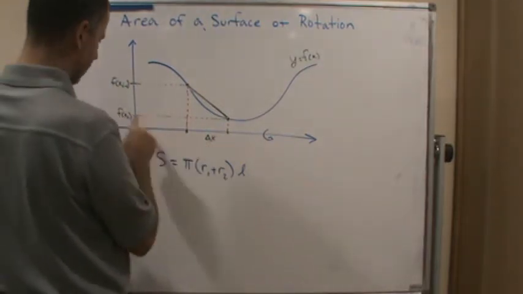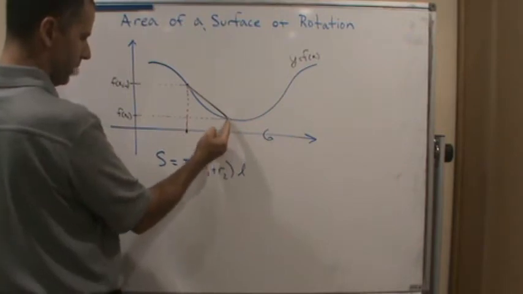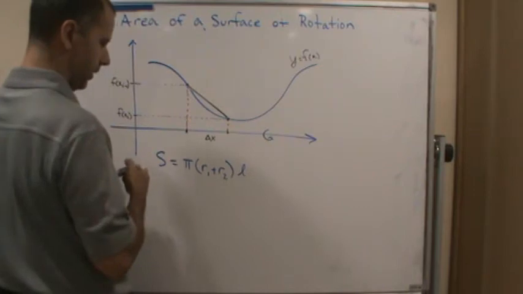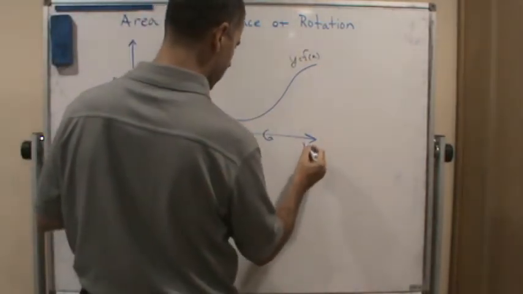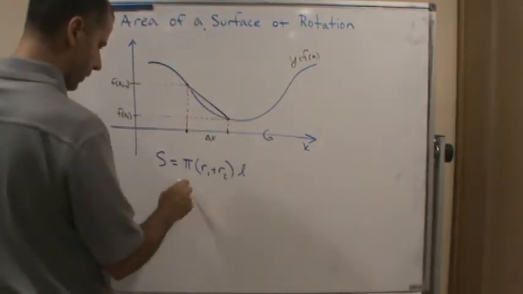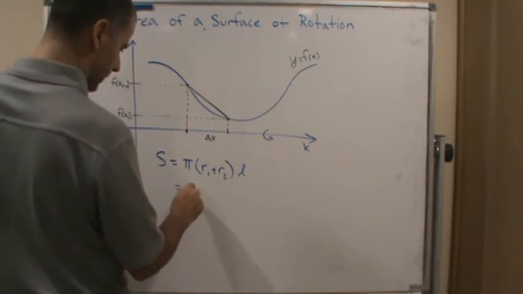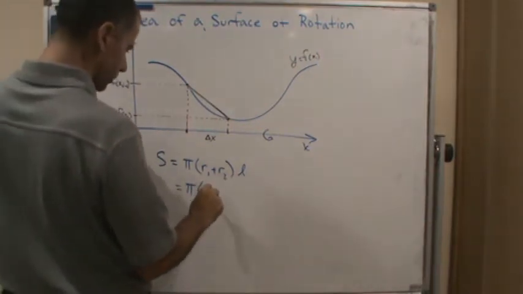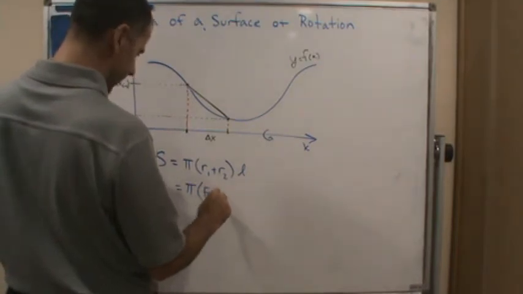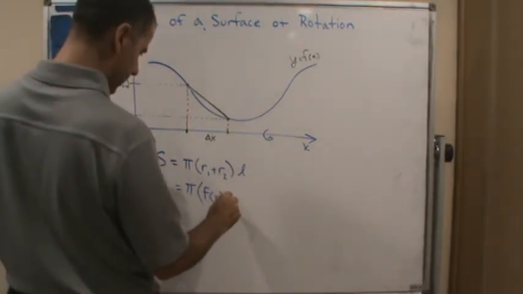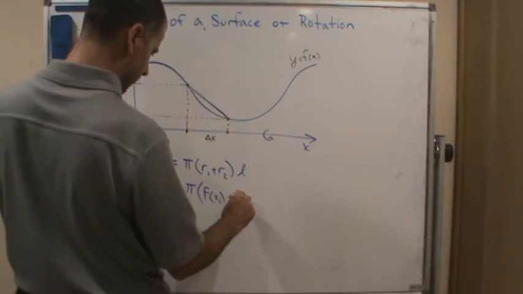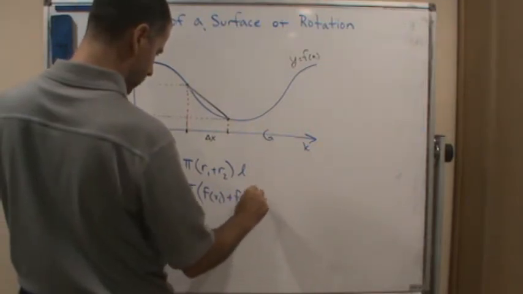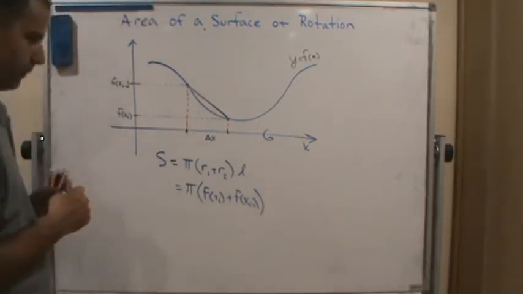And this radius here is just the distance from the x-axis to this function, right? So we could replace R1 and R2 with f of x sub I plus f of x sub I minus 1. Okay?